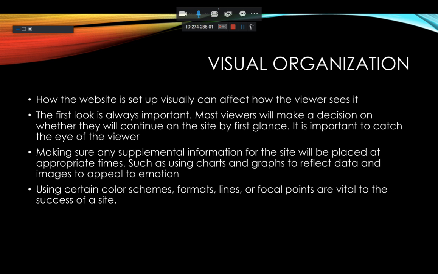We need to make sure any supplemental information for the site is placed at appropriate times, such as using charts and graphs to reflect data and images to appeal to emotion. If I'm going to appeal to your emotion, I'm not going to use a chart or a graph. I'm going to use an image. I want to be able to get you to feel positively, or negatively in some cases, but for our sake in the hospital, we want you to feel positive. We want you to feel calm and secure, so we can do that by using an image.